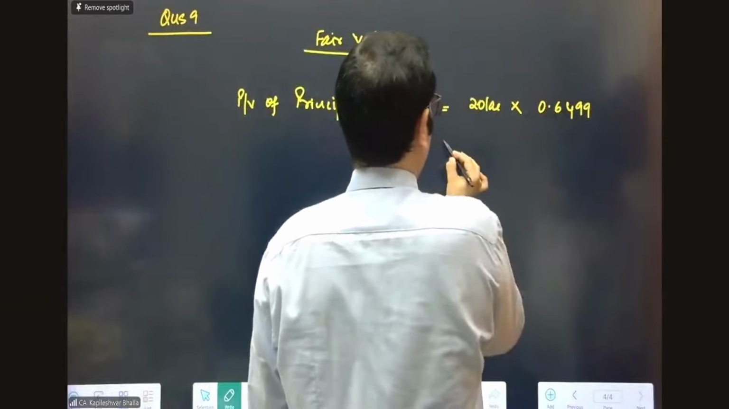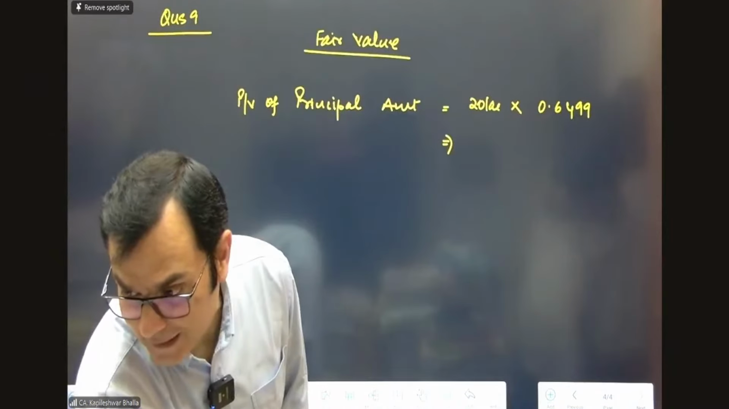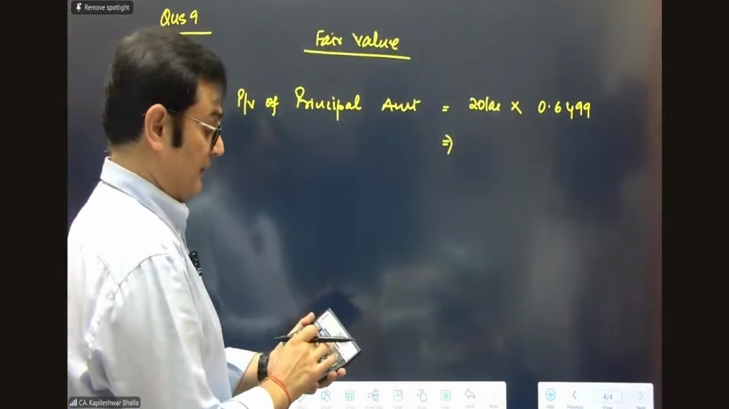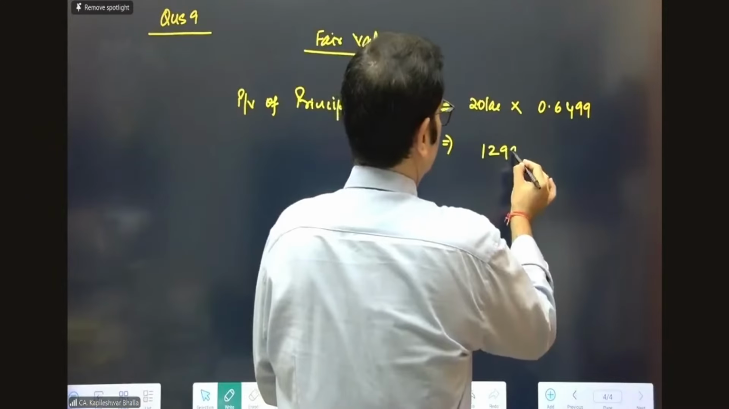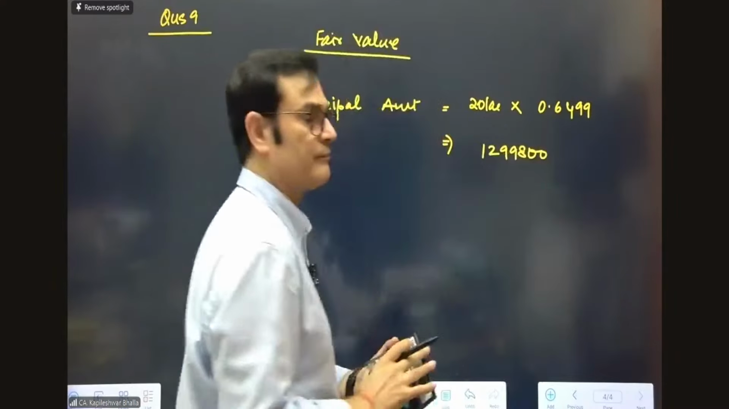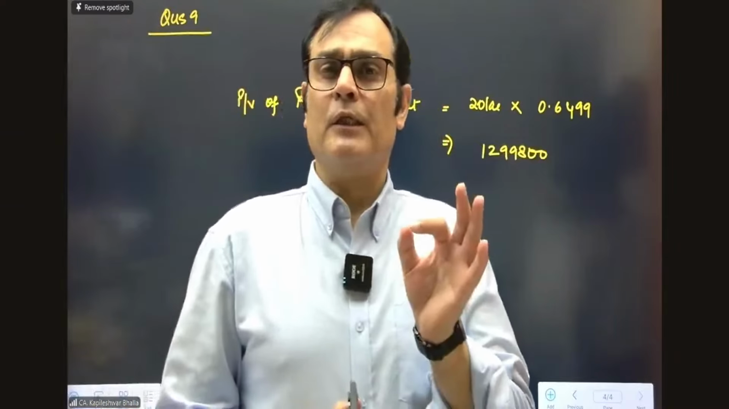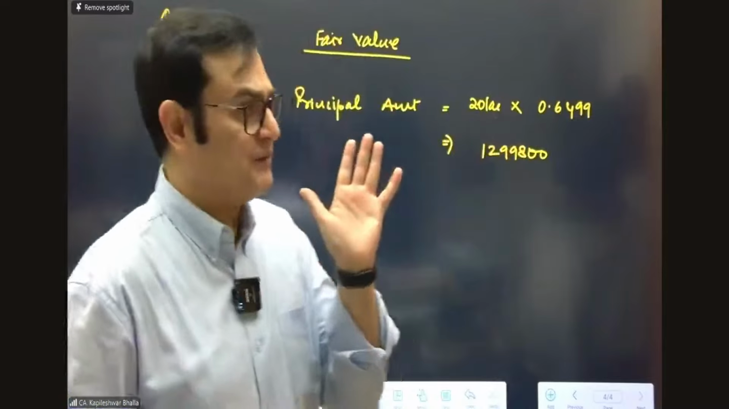So this will give me the present value of the only inflows which are there. 0.6499 into 20 lakhs comes to 12,99,800. There are no other collections, no interest received. The only inflow is the collection of the principal at the end of 5 years.